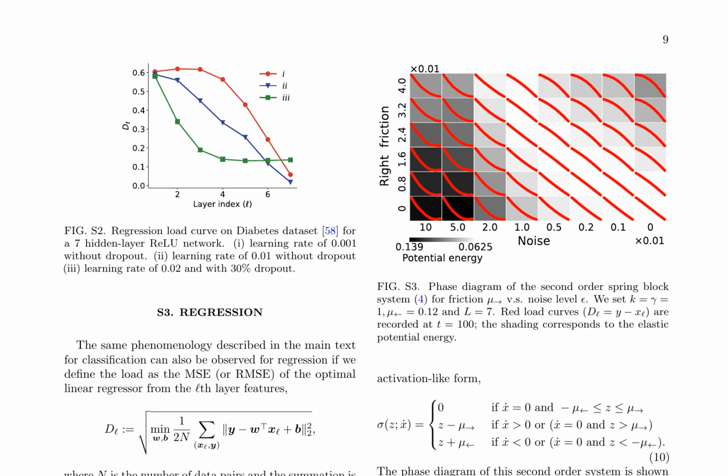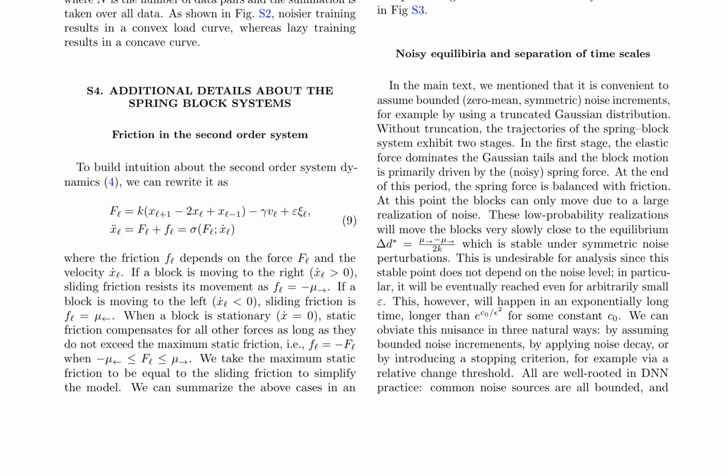The spring block system is introduced as a second-order system, where the force F_l is rewritten to incorporate friction, resulting in equation 9. The friction force depends on the force F_l and velocity x_l, with three distinct cases: sliding friction resisting movement, static friction compensating for other forces, and zero friction when the block is stationary. This is summarized in an activation-like form, sigma(z, x), in equation 10. The phase diagram of this system is presented in Figure S3, showcasing the load curves and elastic potential energy.